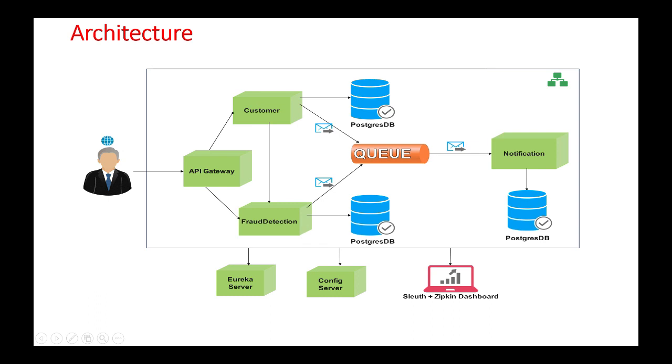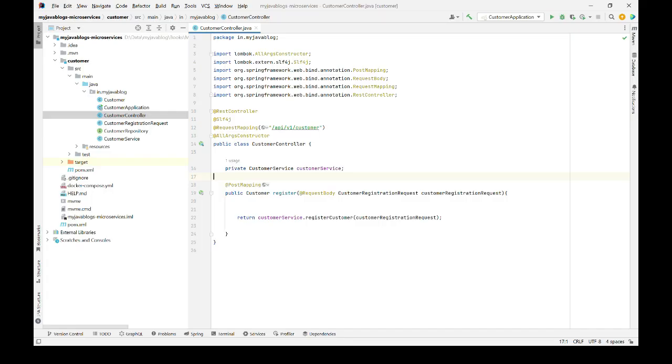Hi guys. So in the previous lecture we have developed the customer microservice. In this lecture we'll start developing the fraud detection service. Whenever a customer registers to our system, we'll pass that customer ID to a fraud detection service, and this service will check if the customer is a fraudster or a legitimate customer and send the result back to the customer service.